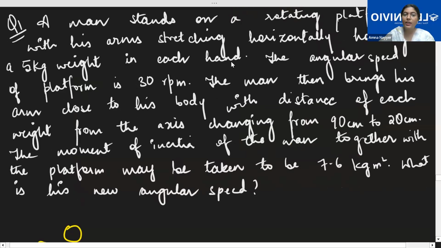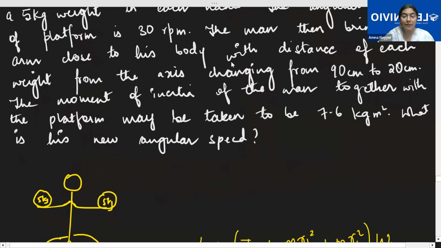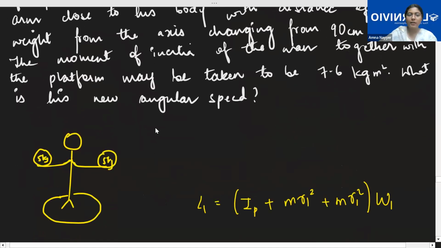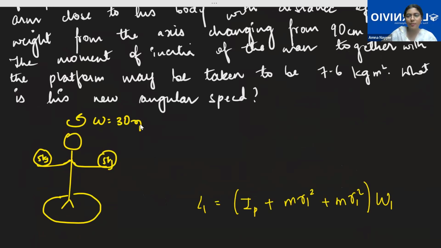Then it says the angular speed of the platform is 30 RPM, rotations per minute. RPM, I told you, rotations or revolutions per minute. Now this platform is rotating, so that is not revolution, this is rotation only, right? So 30 RPM is the angular velocity with which this whole platform is rotating.